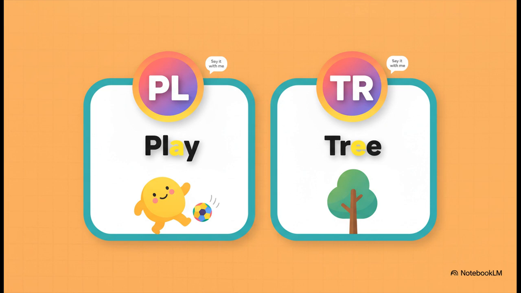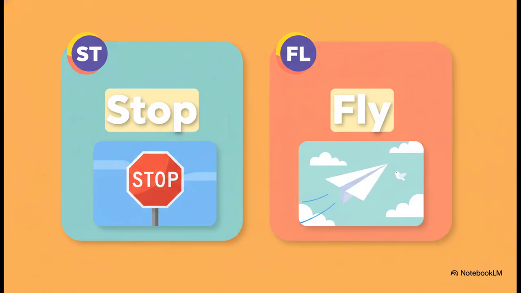Play. Awesome. Now let's do TR. The sounds are T-R, which makes tree. Listen again and say it with me. Tree. You're doing great. Here's our old friend ST. You know this one. S-T. Stop. Let's hear you say it. Stop. Wonderful. Next one is FL. So that's F-L. Fly. Go for it.